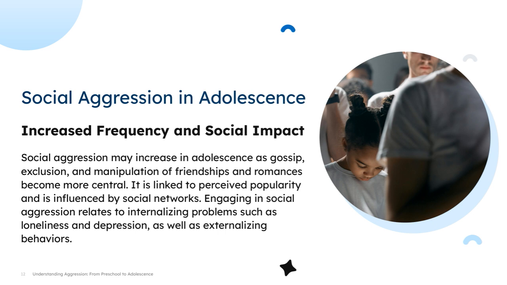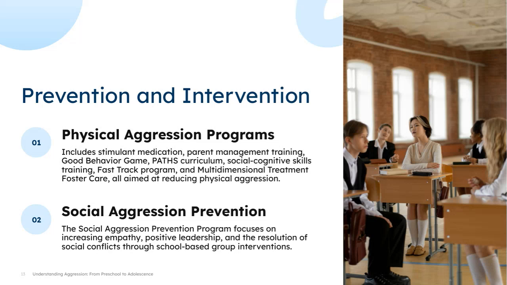Here we focus on prevention and intervention strategies to address aggressive behaviors in youth. On the left, you'll see two main categories. First, the physical aggression programs, which include a variety of approaches such as stimulant medication, parent management training, the good behavior game, and several specialized curricula and therapeutic programs like PATHS and Fast Track. These are all designed to reduce physical aggression through a combination of medical, behavioral, and therapeutic methods.